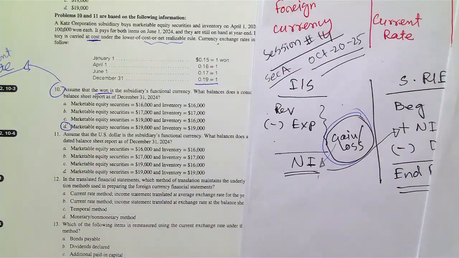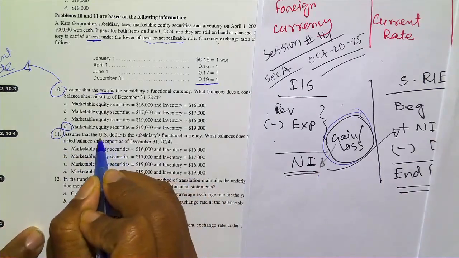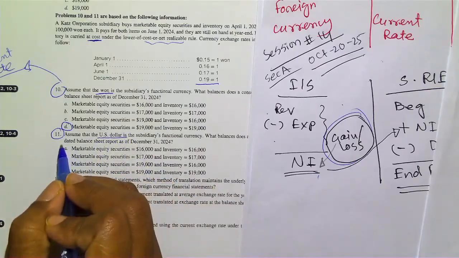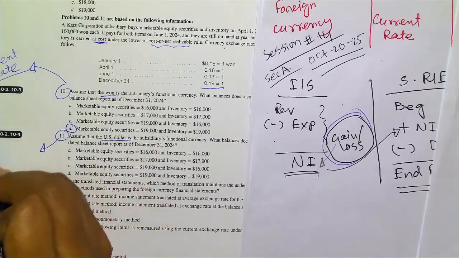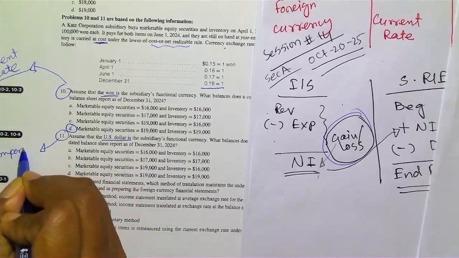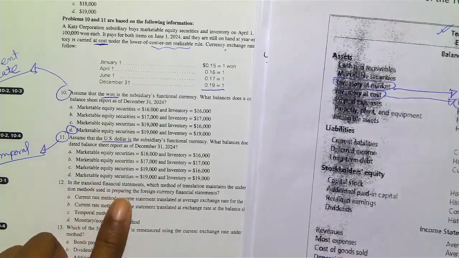Number 11, who can help? Yes, Wayne, go ahead. You guys can check it. What's the functional currency, Wayne? The US dollar. What method do I have to use? Temporal. Look at the temporal column. I have two items, marketable security and inventory.